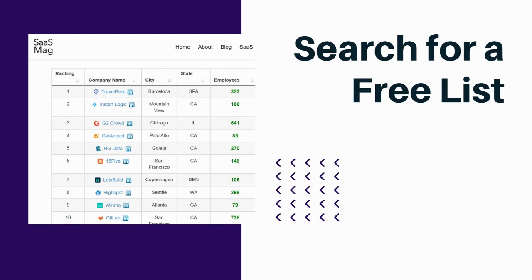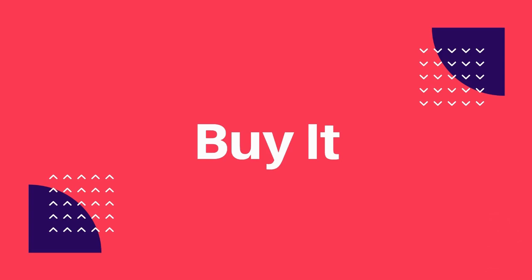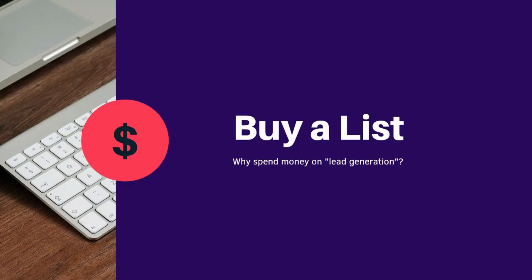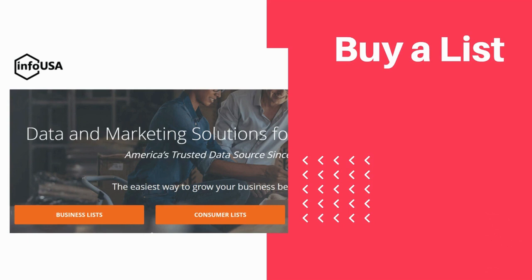Another way to get your list is just to buy it outright from some organizations such as a list broker. This is the simplest, most straightforward approach. Again, ask yourself the question, why spend time and money on lead generation if I can just buy the leads? One of the largest suppliers of purchased lists is the Info Group. You may know them by one of their sub-brands, such as Info USA.